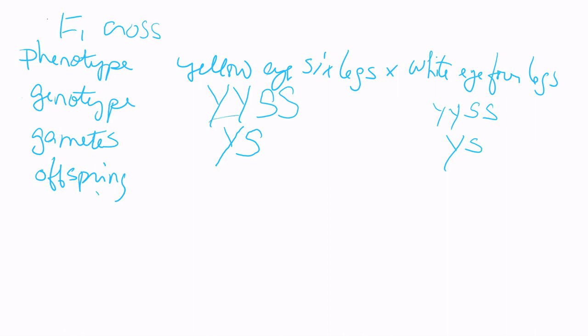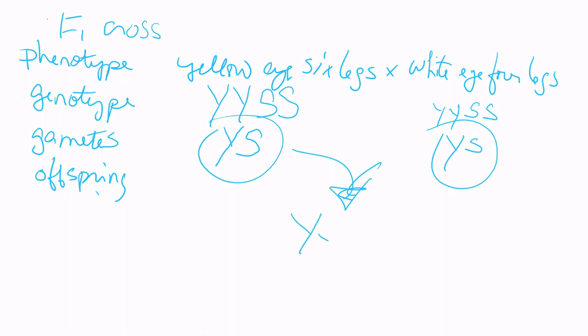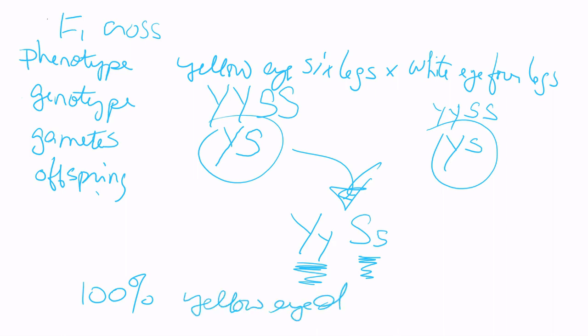And the only possible offspring when we bring these two back together is that there's going to be a big Y and a little y, and there's going to be a big S and a little s. Make sure you keep the symbols that you're using together so that you don't get lost in the next step. So here we are, we've got 100%, as we saw, 100% that are yellow-eyed, and they have 6 legs.